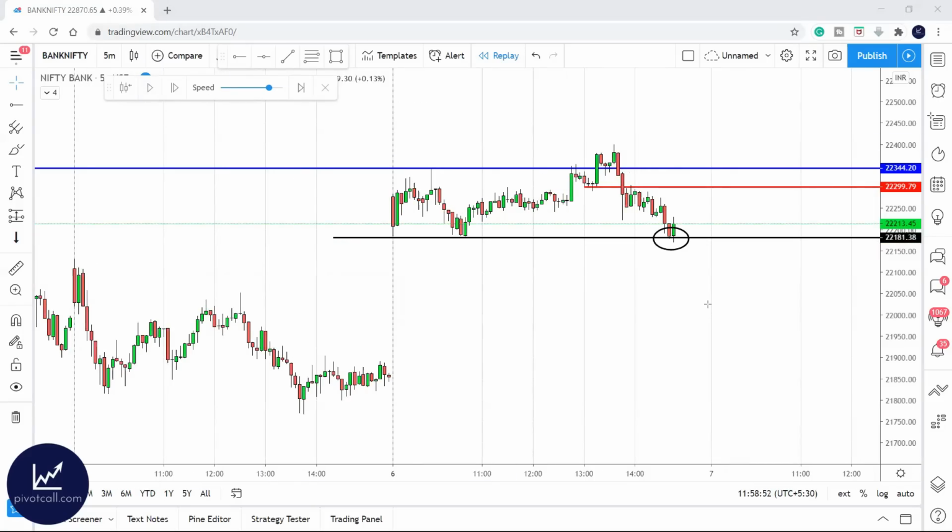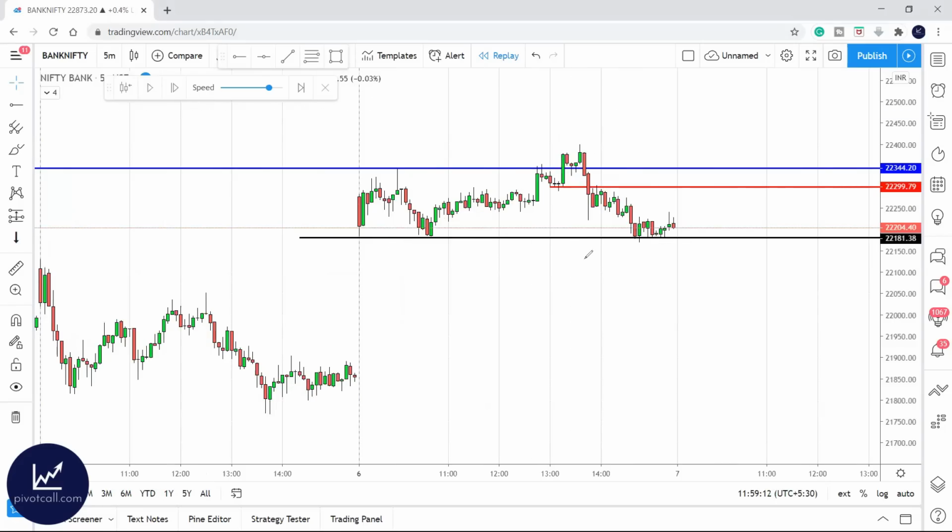You book your profit and exit, right? Because last time also you knew that this is the level where price moves. And you can see how beautifully price action works on your chart. But the only thing is that you need to know how to read the price. You need to know how to mark important levels.